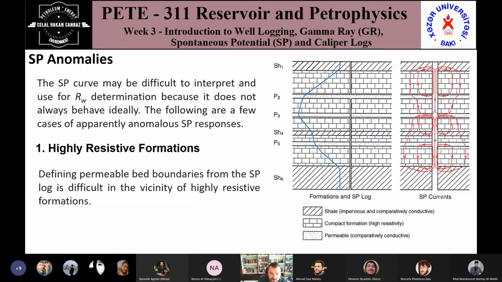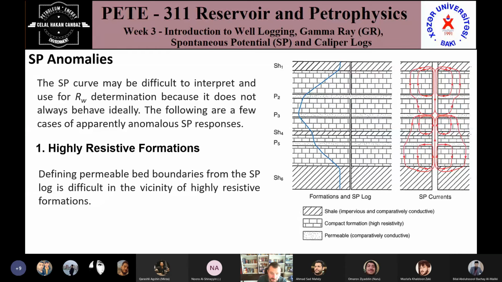So, SP anomalies. For example, you can see your formations, the SP log, and SP currents here. Some anomalies occur. This is crucial. When you see something different in your log, you have to describe it. If you can't, it will create more problems in the future, because if you make a mistake in one parameter, when calculating another based on that parameter, it will create a second mistake too. So there are some cases which are apparently anomalous in SP responses.